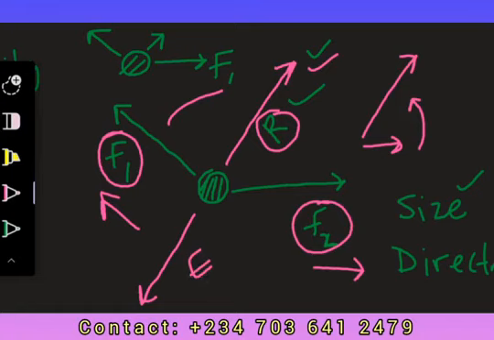Therefore, we can define the equilibrant of two or more forces as that single force which will balance all the other forces when they are acting together on the object. When they are acting together on the object, that single force that will balance the effect of those forces is what we refer to as the equilibrant.